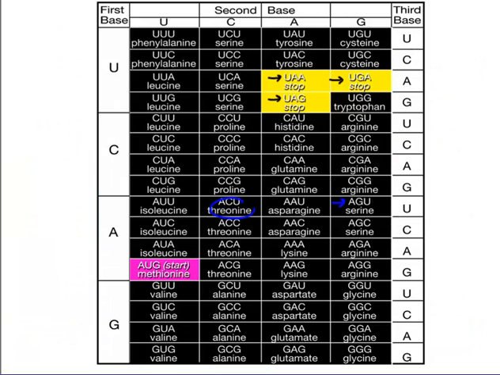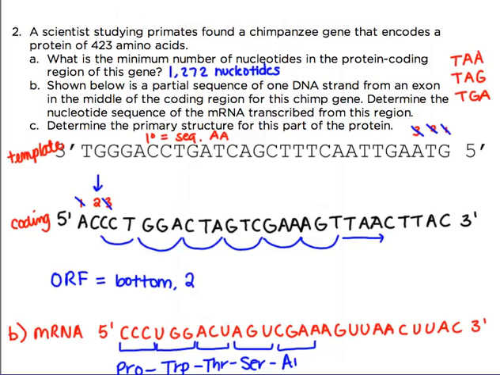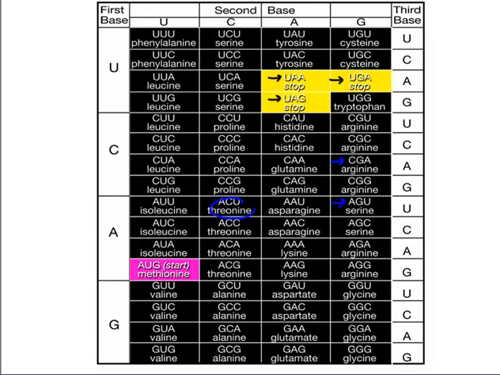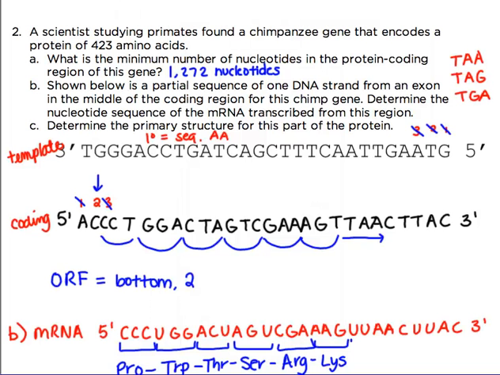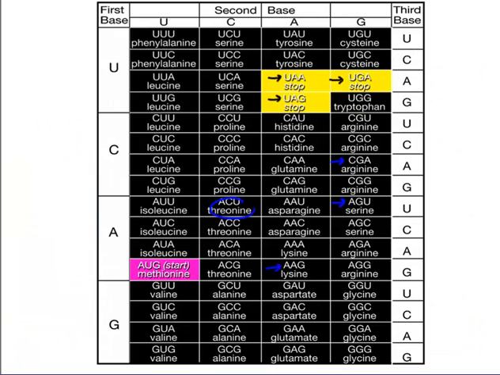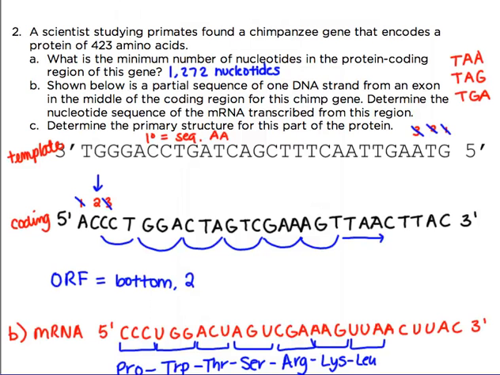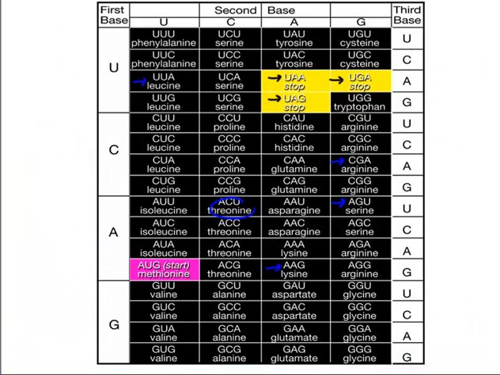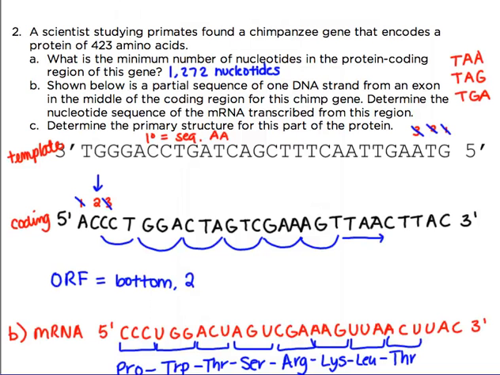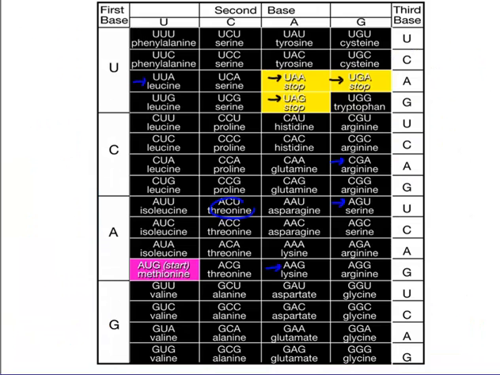CGA is arginine. AAG is lysine. UUA is leucine. ACU is again threonine. And finally, UAC encodes for tyrosine.